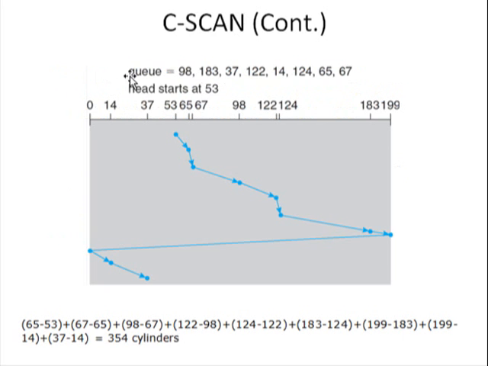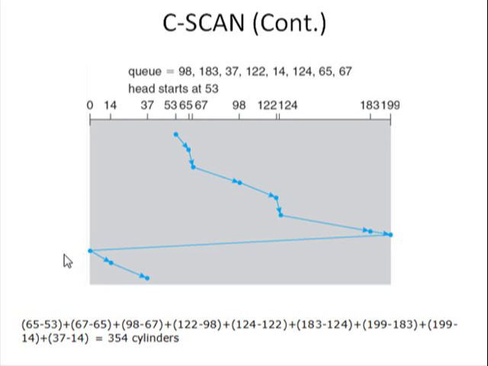The queue is maintained the same, and the head is starting again at 53. Here you can see the servicing is taking place in one direction, but as soon as it reaches the other end of the queue, although there are intermediate requests present, in circular scan it will move back to the other end without servicing any requests along the way.